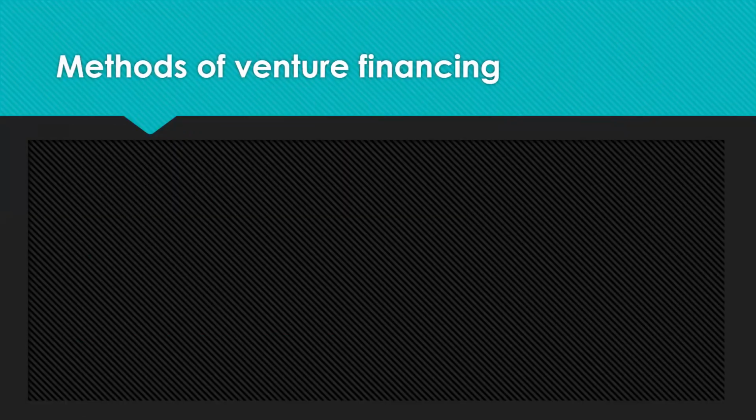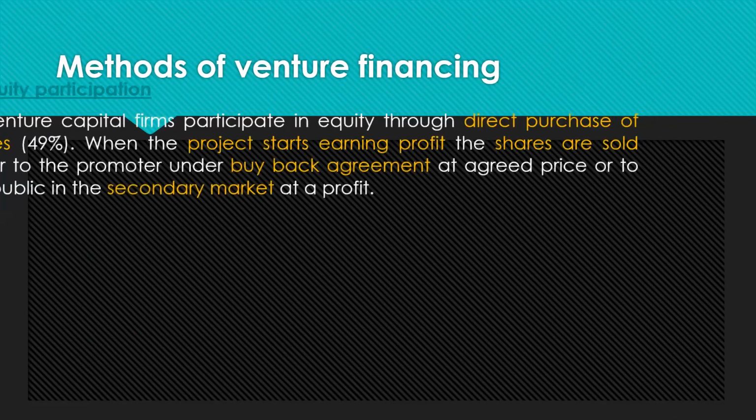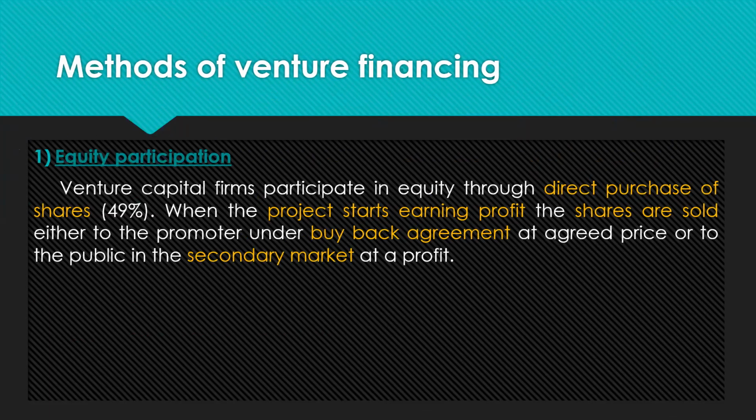Now, what are the different methods of venture financing? First one is equity participation, which I have already explained. The venture capitalist will purchase the shares of the new firm, but it is always ensured that they do not purchase more than 49% of the share. That is, they will not be the major shareholder. They will only purchase 49% of the shares. When the project starts earning profit, the shares will be sold. That is, they do not intend to hold that shares for a very long period of time. They will hold it till the business turns profitable. And once it becomes profitable, it has showed a good track record, a good performance, then the shares that the venture capitalist bought will be sold back either to the promoter themselves.